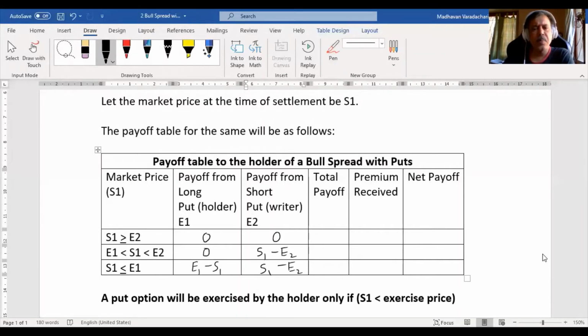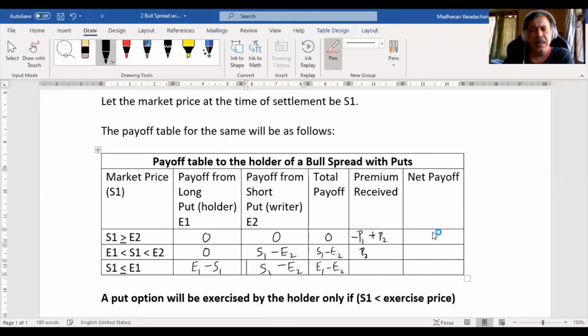Let us calculate the total payoff, which is the sum of these two columns. 0 plus 0 is 0. Here it is S1 minus E2. Here negative S1 and positive S1 get cancelled, so we'll be left with E1 minus E2. Now, if you look into the premium part, when he buys, he'll be paying a premium. It is a put option, so he would have paid P1. Since it is an outflow, I'm putting it as negative P1. Here he sold it, so he will be receiving a premium. So I'll write it as plus P2.